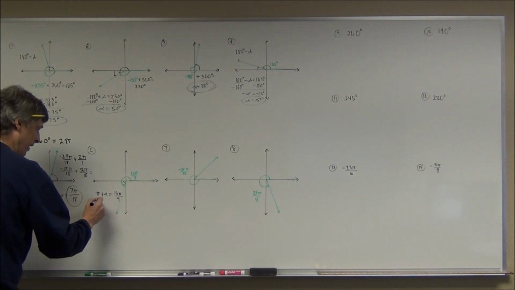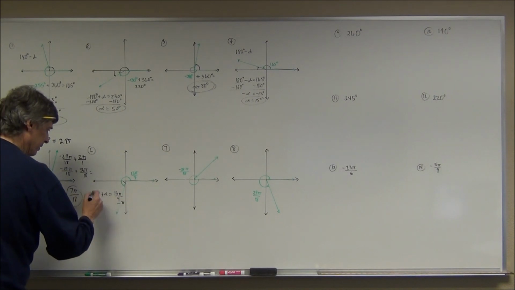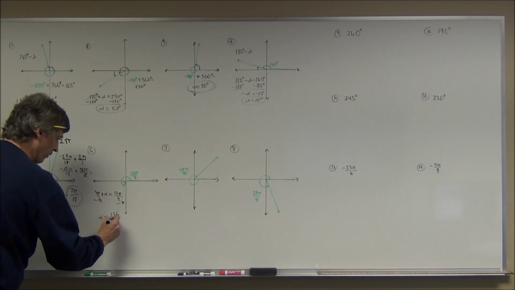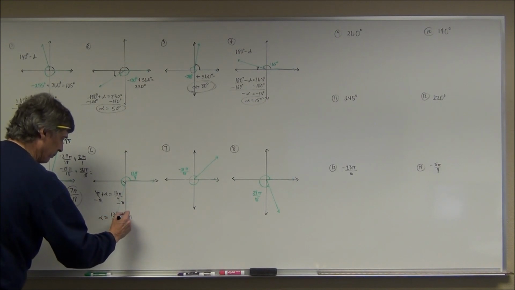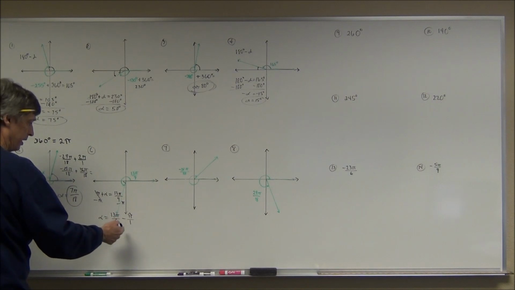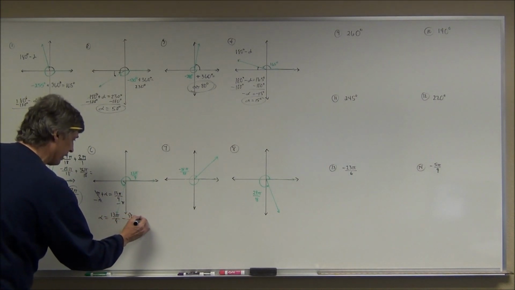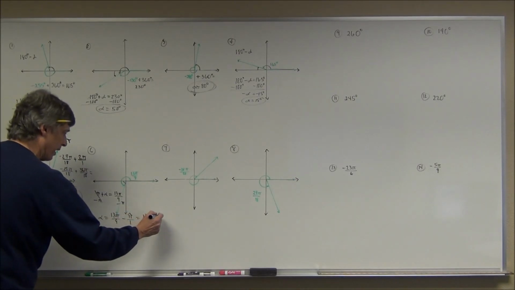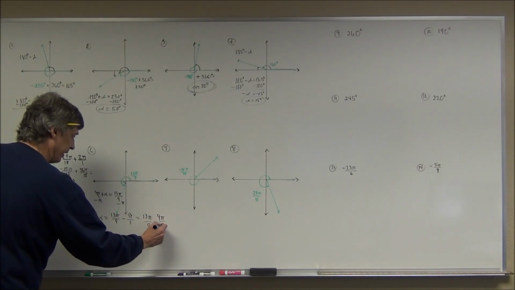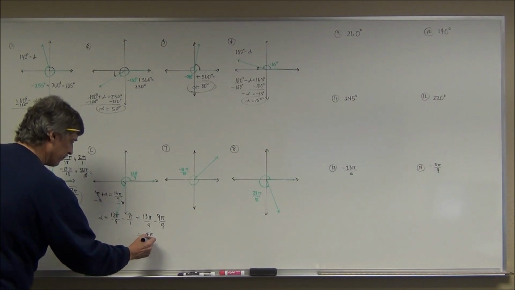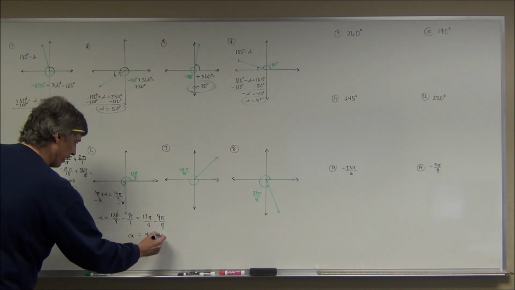I'm going to subtract pi from both sides, and I get alpha is equal to 13 pi over 9 minus pi, which would be like pi over 1. I have to get a common denominator, which would be 9. I'm going to have to multiply top and bottom by 9. I have 13 pi over 9 minus, multiplying top and bottom by 9, 9 pi over 9. So subtract, that's 4 pi over 9, and that's my reference angle right there.